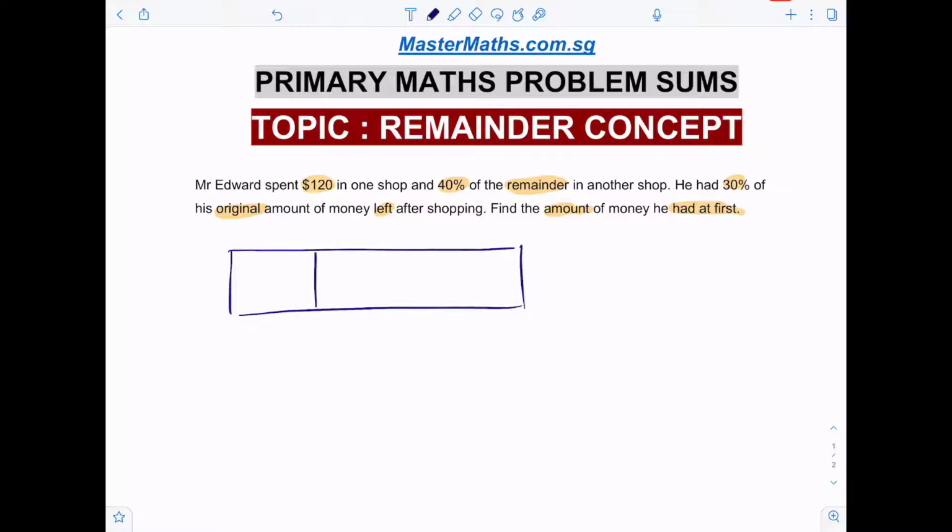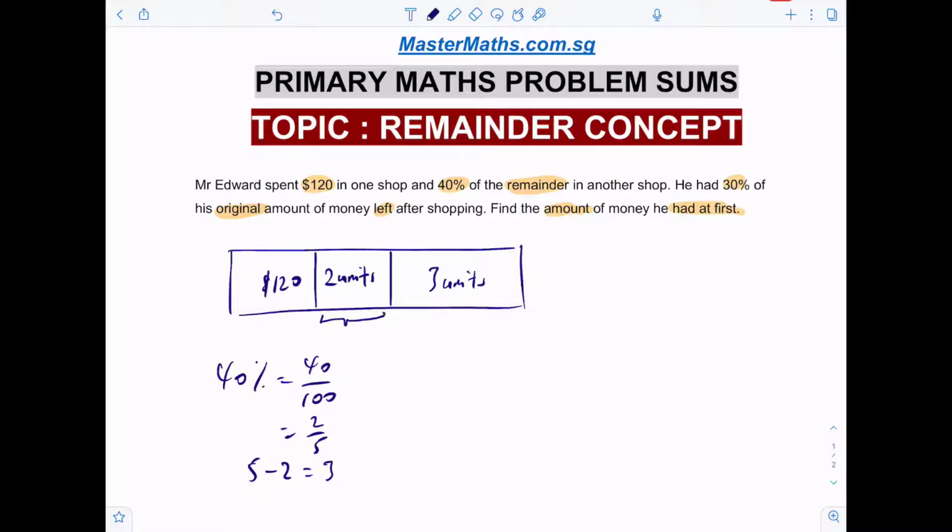So in the first shop, spending was $120, and then he has something remaining, 40% of the remainder, which means 40%, we can change that into a fraction. Divided by 20, divided by 20 is 2 over 5, which means out of the remainder of 5 units, you spend 2 units at another shop. So 5 minus 2, that will be 3 units that is left.